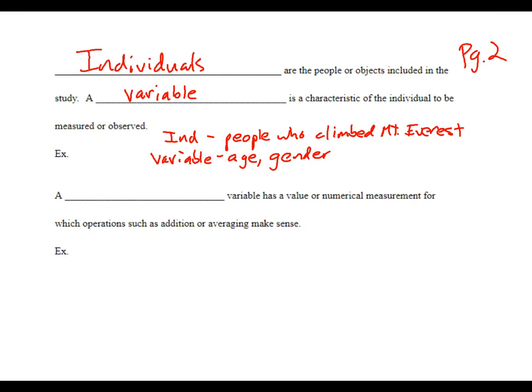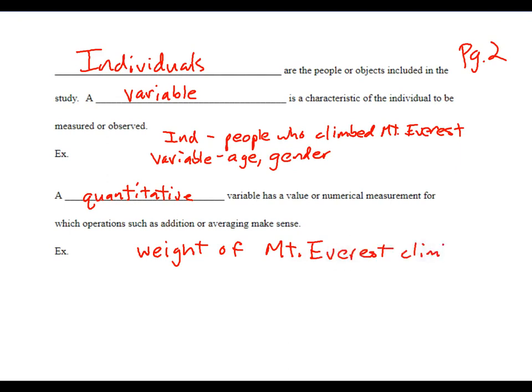Next, there are a couple different types of variables. We have quantitative. A quantitative variable has a value or numerical measurement for which operations such as addition or averaging make sense. So let's use the Mount Everest example. This could be a quantitative variable, their weight, the weight of Mount Everest climbers. Quantitative, because it's an actual number that we could add and average if we wanted to.